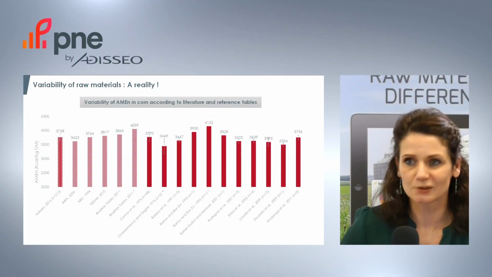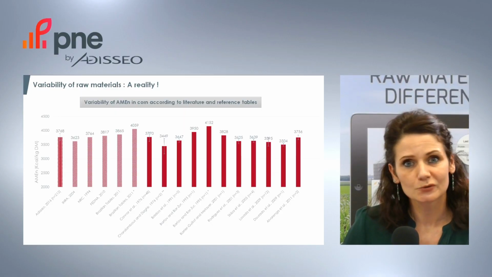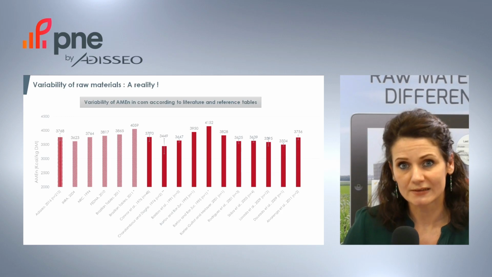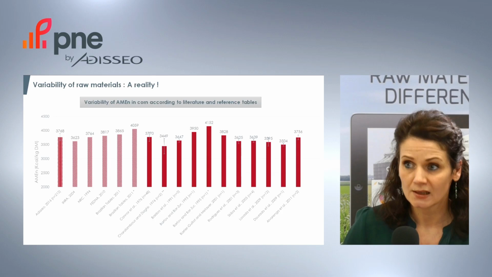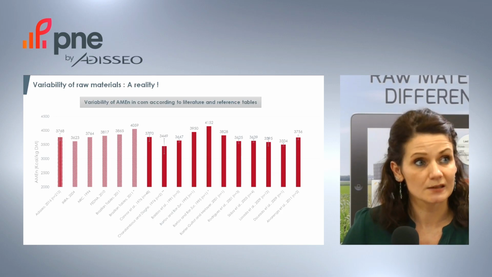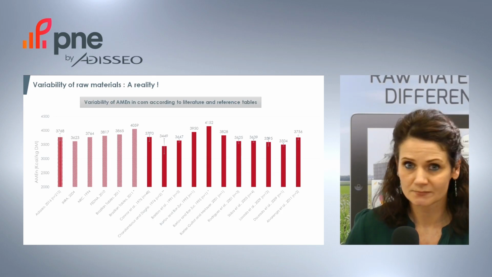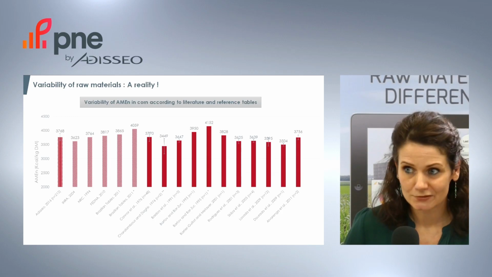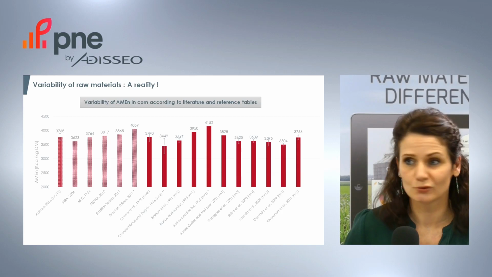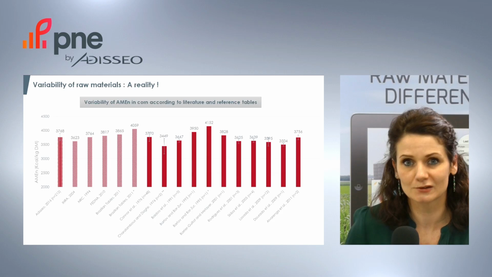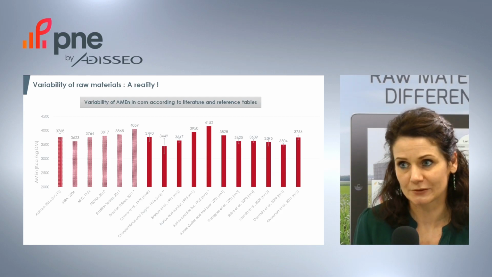Okay. So maybe I can show you some graphs that provide some examples of the variability. Yeah. So the first graph shows an example of the variability in the apparent metabolizable energy values that are reported in literature and reference tables. And it highlights the differences in several reference values that are accessible to the nutritionist, and so the issue of selecting the most appropriate one for a specific diet composition.